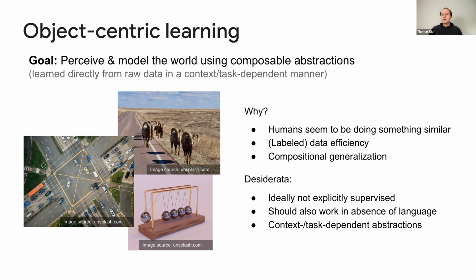There's no single abstraction that works well for any task, but objects are really something that is context or task-dependent. The way current detectors are trained, we have one ground truth, and we try to optimize for that one ground truth. But ultimately, what we would like to have is more context or task-dependent abstraction learning.